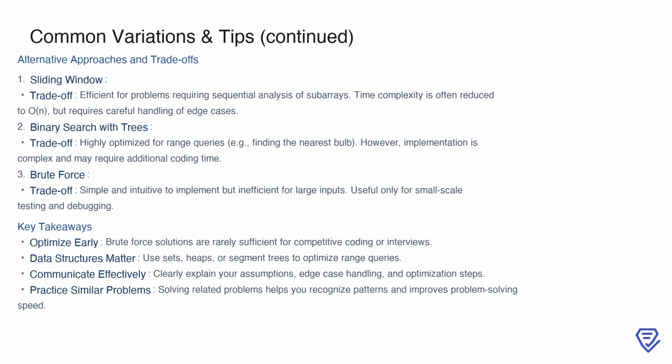The key takeaways here are to prioritize optimization early, as brute force solutions are unlikely to meet competitive coding standards. Choosing the right data structure, such as sets, heaps, or segment trees, can significantly improve efficiency for range queries. Also, clear communication is vital. Be prepared to explain your assumptions, how you handle edge cases, and the steps you took to optimize your solution. Finally, practicing related problems will help you build a strong foundation for recognizing patterns and solving similar challenges more efficiently.